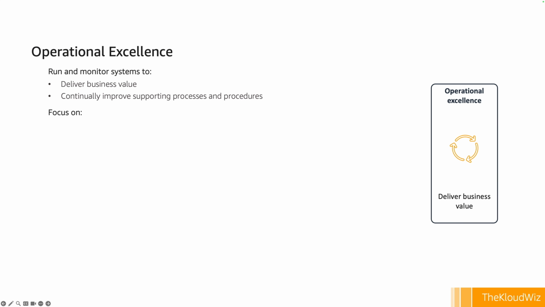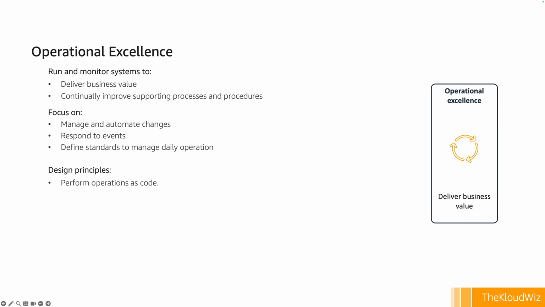So the first one is operational excellence. Now, operational excellence is more of continuing to run and monitor your systems to deliver business value and also continuously improve processes and procedures. So your focus is going to be on managing and automating changes, responding to events quickly, and defining standards to manage your day-to-day operations.